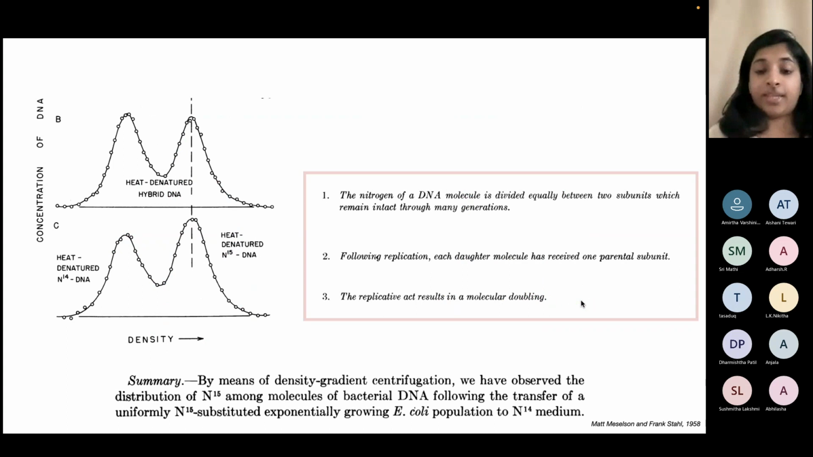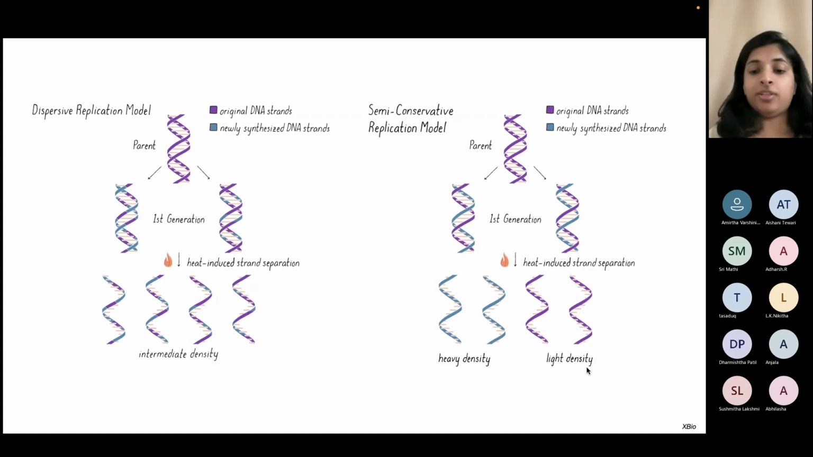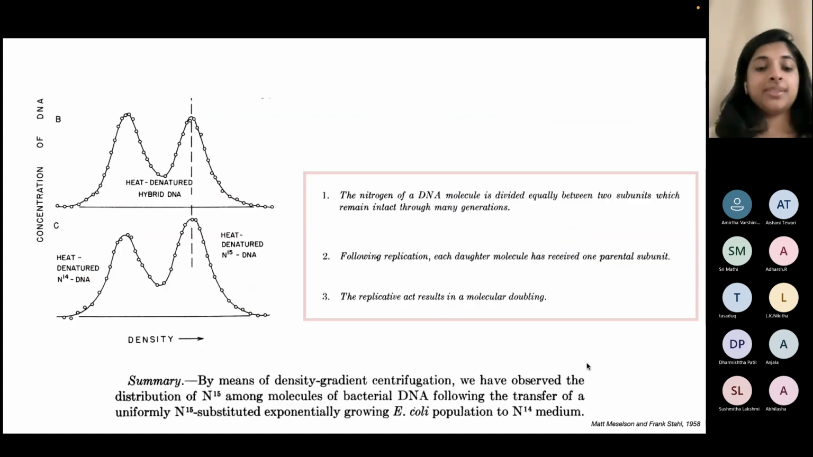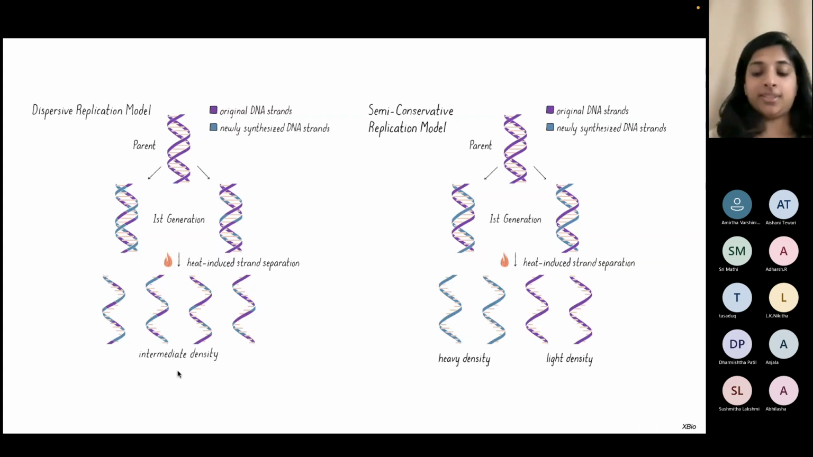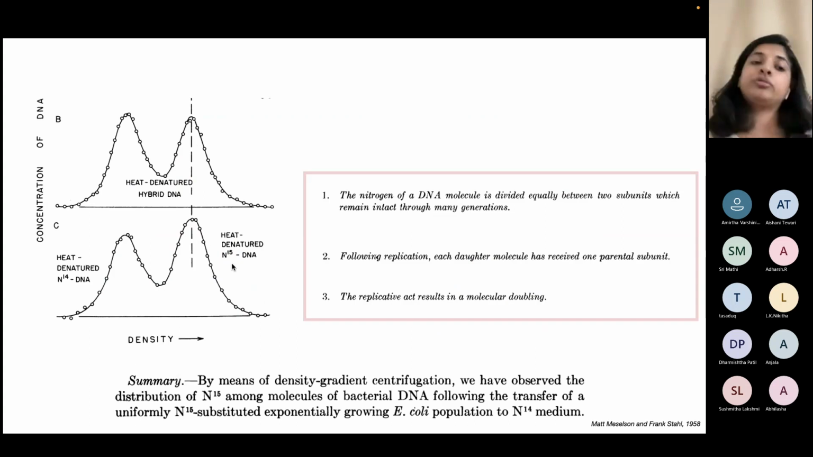That is what they observed: once you denature it, there are two peaks formed, corresponding to the light and the heavy DNA, instead of one peak at intermediate density. This is what proved that it was semi-conservative and not dispersive. So they had three very simple conclusions that I have highlighted here.